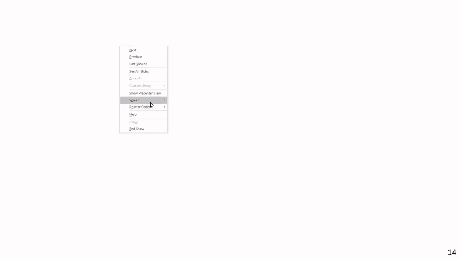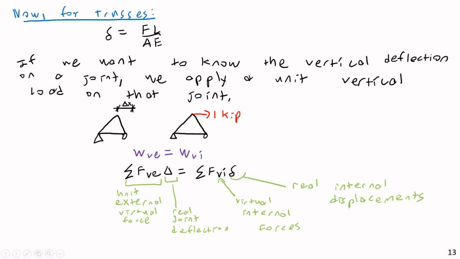And so, simplifying this formula. Again, we started with the summation of F external, right? Did I write that as an L? That should be more of an E. F VE, the summation of the virtual external forces times the real external displacement will be equal to the summation of the virtual internal forces times the real internal displacements. And again, F VE is just going to equal 1, and we're not going to have a summation, we're just going to have a single one, because we're applying just a single unit load to one joint. And our delta here is going to be equal to FL over AE.